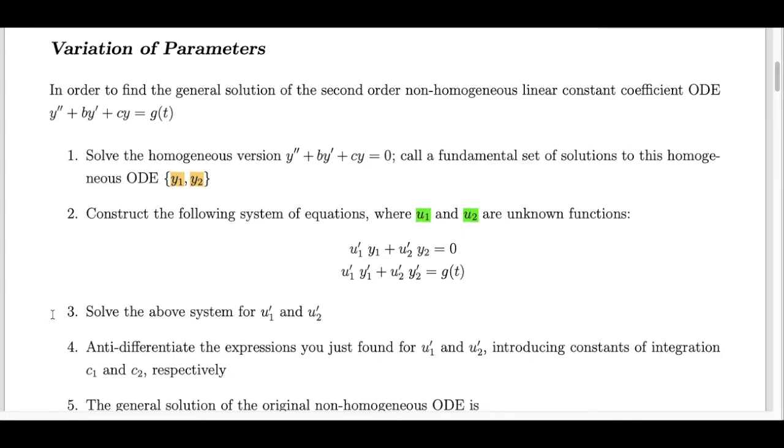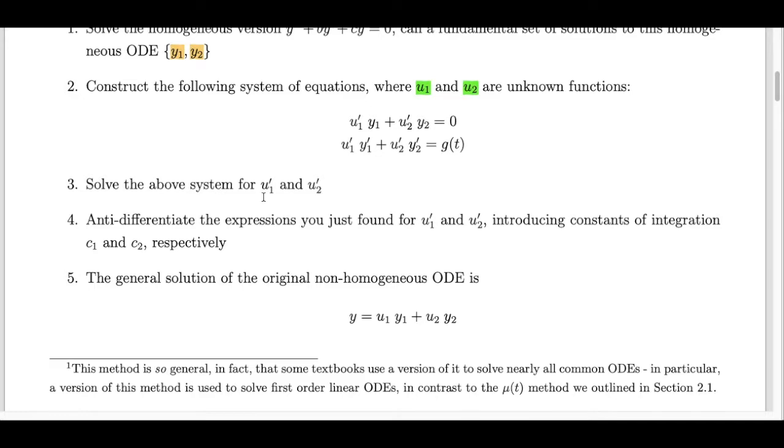In step 3, we do exactly that. We use this system and we treat u1 prime and u2 prime as the variables, or the unknowns in the system, and we solve the system for u1 prime and u2 prime. When we're done with step 3, we have expressions for u1 prime and u2 prime. So step 4 will involve anti-differentiating those expressions to, of course, yield u1 and u2. Notice here that we do want to introduce constants of integration when we do this anti-differentiation, and we call those constants c1 and c2 respectively.